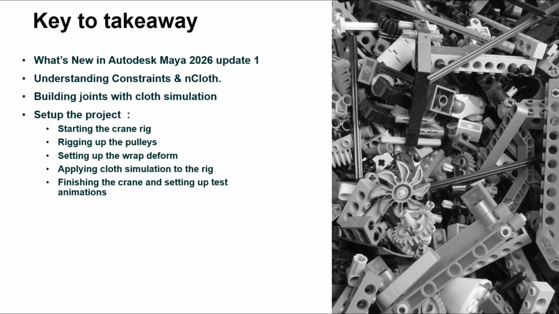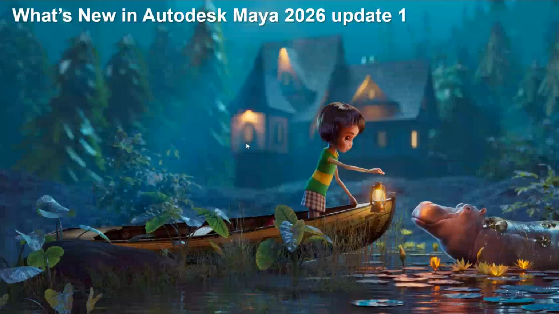And then we talk about another topic, regarding the constraint and the cloth. And of course, there is the setup project that I mentioned previously. We have one simple project to show how to integrate between the cloth and the cloud simulation, and also the constraint. So we jump into topic one. We're talking about what's new in Autodesk Maya 2026 update 1, that I said before.